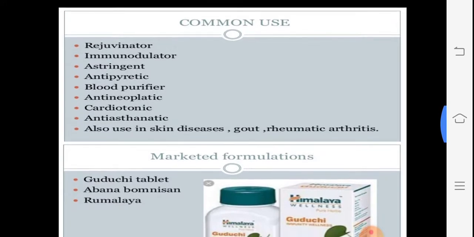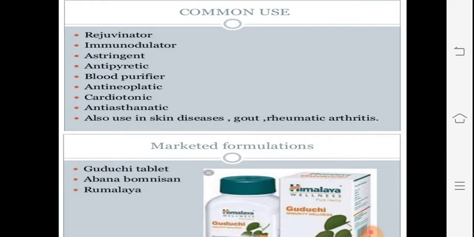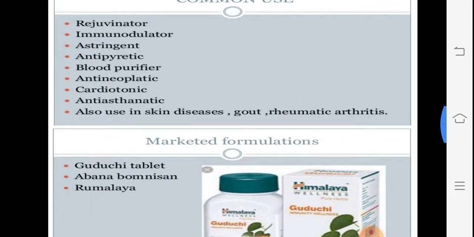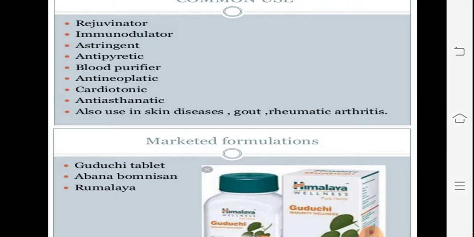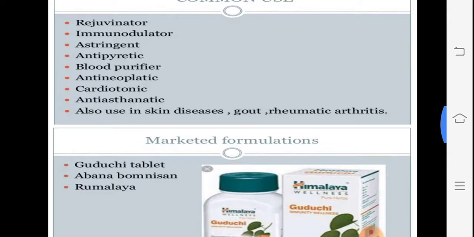The common use of Tinospora that we know nowadays is that it is a rejuvenator. When the red blood cells are increasing, it generally improves the red blood cells. Then it is an immunomodulator. Nowadays you know this word immunity system in the corona condition. Then astringent, contracting the muscle fibers, antipyretic against fever. Then it is a good blood purifier.